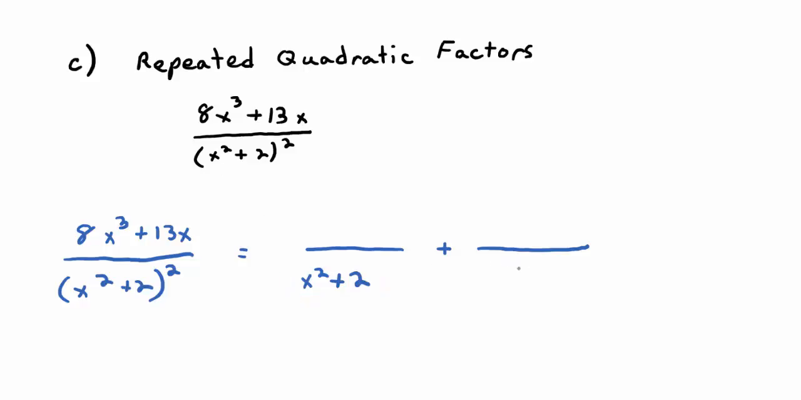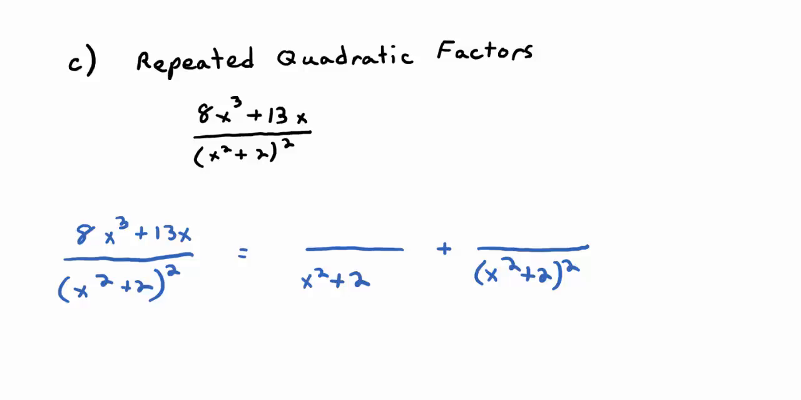And then, of course, one of the denominators has to be the x squared plus 2 to the second power. And if this were the third power, you'd have a third term, right? Where the denominator is x squared plus 2 to the third power. So that's no different than the last problem. So what is the difference here?